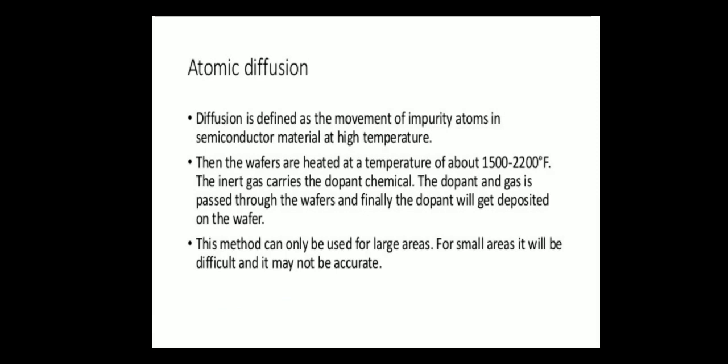Next one is atomic diffusion. Atomic diffusion is defined as the movement of impurity atoms in semiconductor material at high temperature. For this diffusion process, we may have a typical apparatus, but here I have not shown any apparatus. This method is generally used for large areas. For small areas, it is difficult and it may not be accurate.